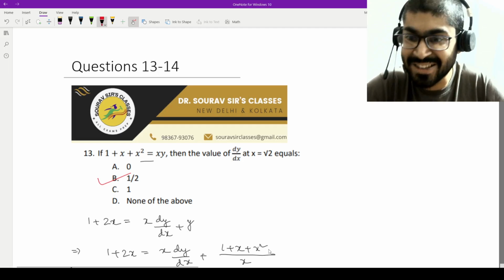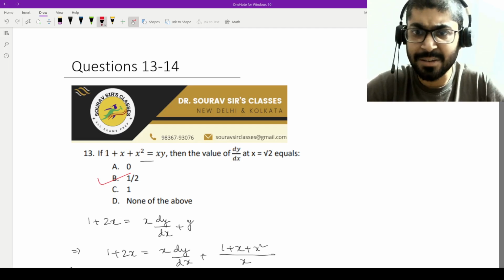Make sure that you have revised the entire chapter. If you have revised these portions, then these two should not pose any challenge for you.